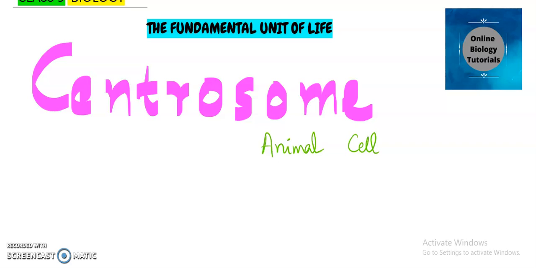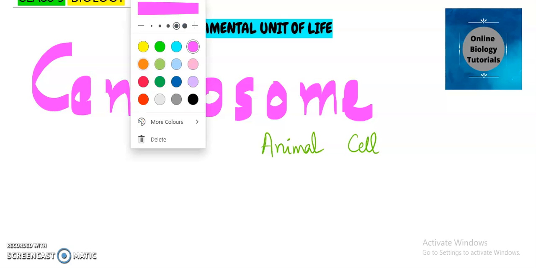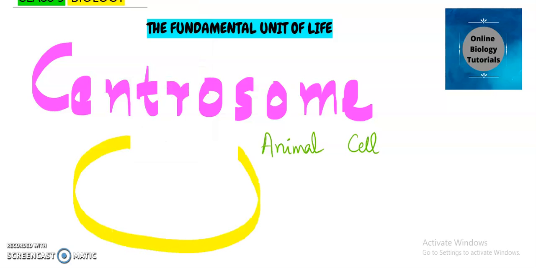Now we will talk about its location. Where is it actually there? Suppose this is an example of an animal cell and this is the nucleus in the center of the cell. Now close to the nucleus here, this organelle is known as centrosome.